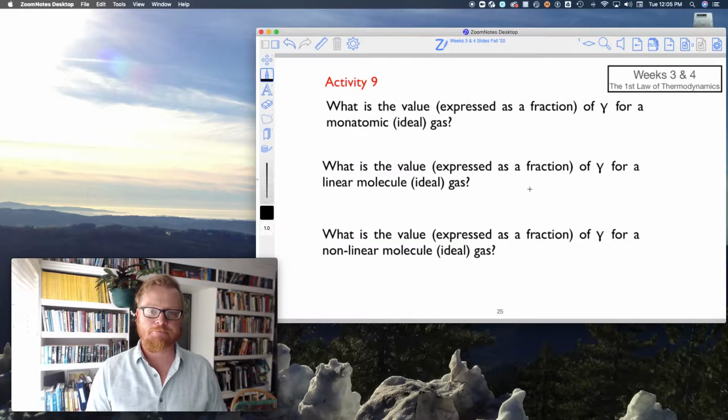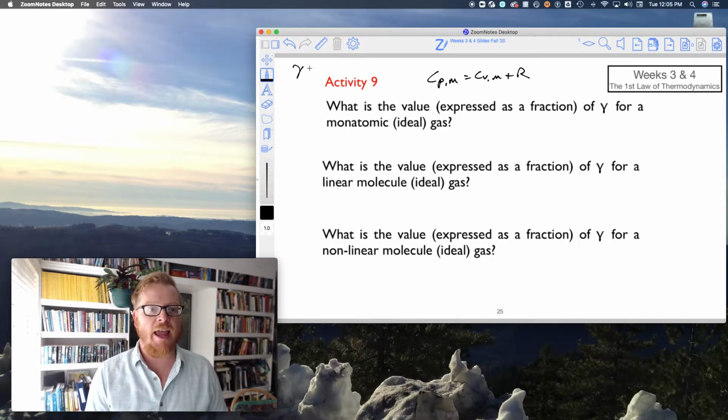An activity. What is a value expressed as a fraction of gamma for a monatomic ideal gas, for a linear molecule, or a nonlinear molecule? So I'm going to put this relationship up here again. CPm equals CVm plus R.